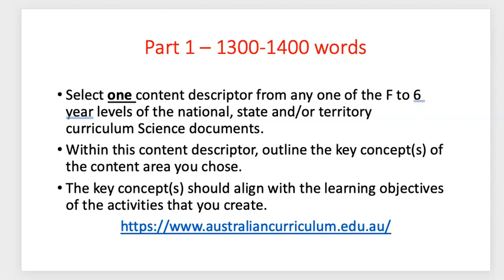So you will select one content descriptor from any of the F to 6 year levels of the national, state and or territory curriculum science documents. So one content descriptor, which means 1 year level. Both activities will be aimed at developing the understandings related to that content descriptor, and it will be for 1 year level. Within this content descriptor, you need to outline the key concepts of the content area you've chosen. The key concepts need to align with learning objectives that you develop for the activities that you're creating.